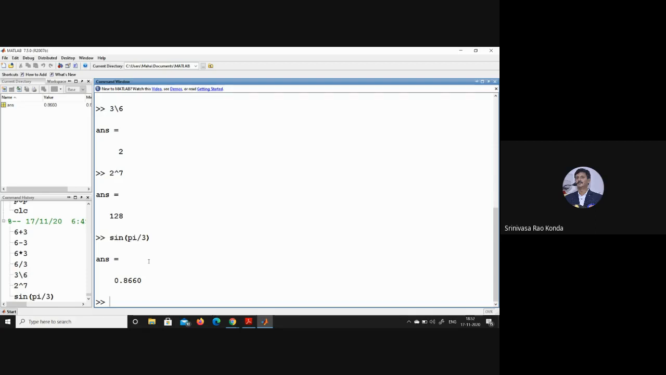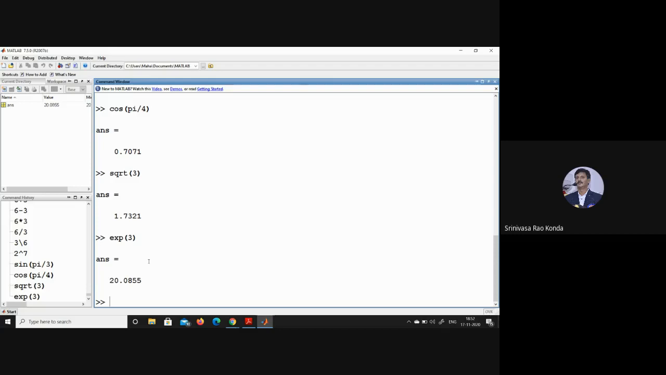0.8660. Cos pi by 4. So cos pi by 4 is 1 by root 2, and the value is 0.707. Suppose you want to find the square root of 3, SQRT of 3. For the exponential value, exp of 3. There is a warning, you entered a wrong command. It is exp of 3.